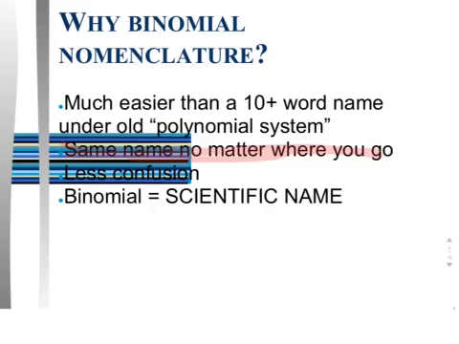Now, why do scientists use binomial nomenclature? One, it's much easier than a 10+ word naming system. It's the same name no matter where you go. If you talk to a scientist in Russia and a scientist in China, as long as they know the scientific name, they'll be able to talk to each other about the same species. Also, binomial means the scientific name.